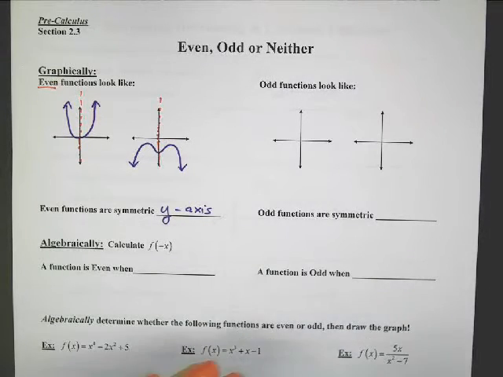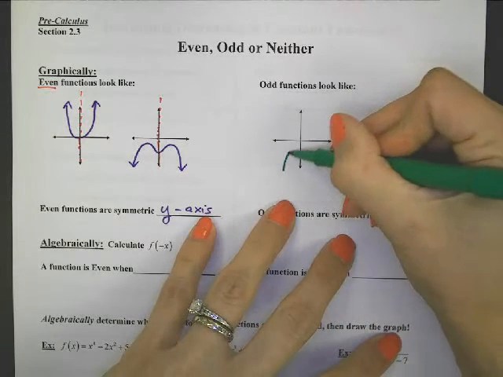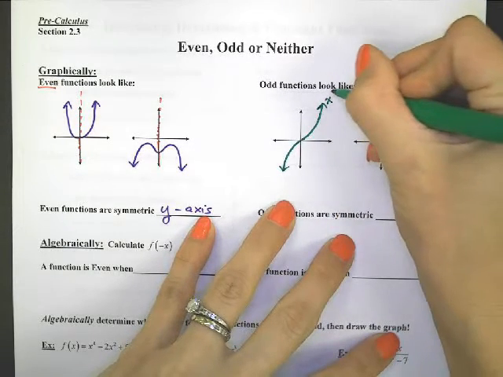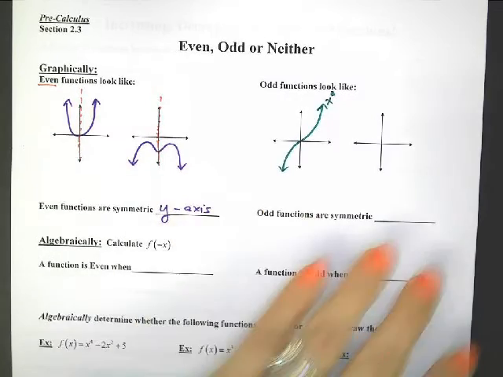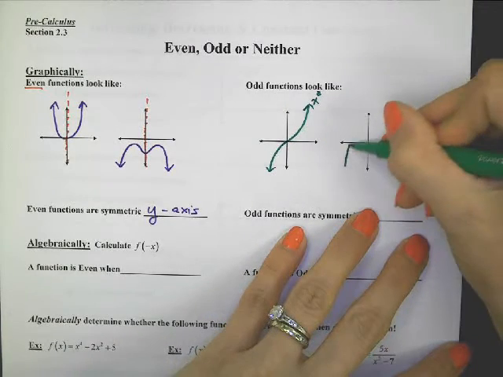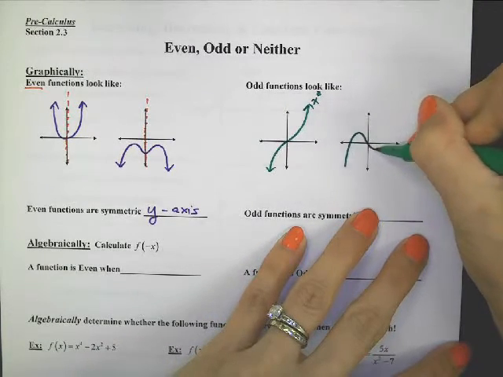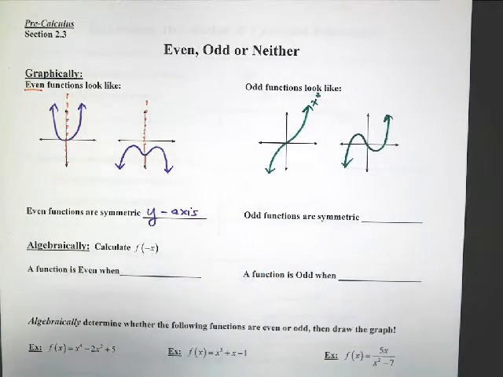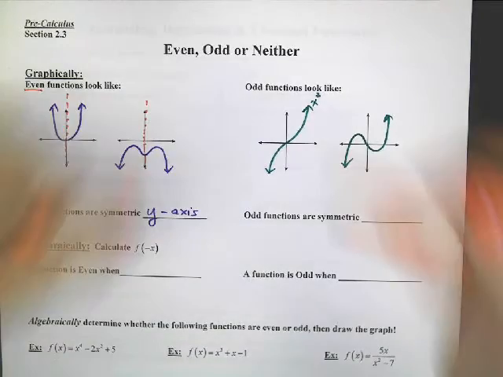Let's take a look at some odd functions. My favorite odd would be x to the third. Something like this. x to the third, of course, is an odd number. It could be even fancier. It can come up and then down and then back up again. So that's another cubic.